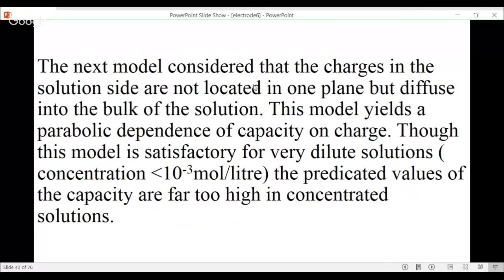It should be constant with respect to potential, but it is not so. The next model considered that the charges in the solution side are not located in one plane, but diffuse into the bulk of the solution. This model yields a parabolic dependence of capacity on charge. Though this model is satisfactory for very dilute solutions, of concentrations of the order of 10 to the minus 3 moles per liter, the predicted values of the capacity are far too high in concentrated solutions. So in concentrated solutions, the predicted value of the capacitance is high compared to the experimental value. So this model also is deficient.